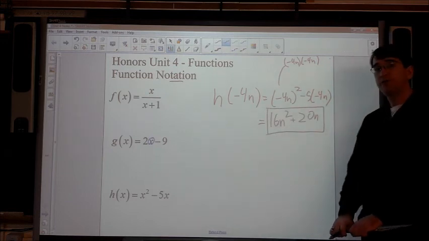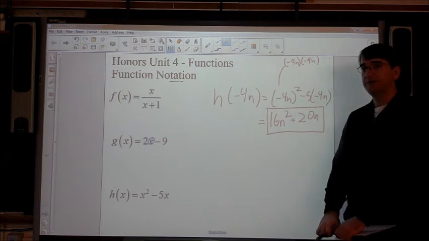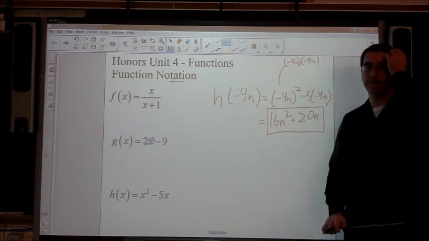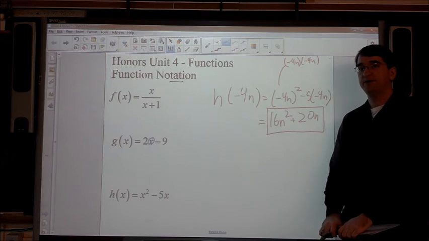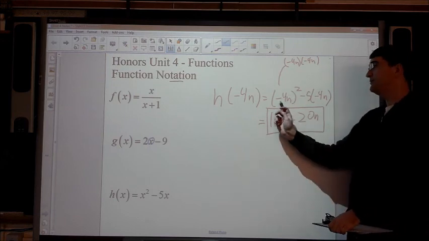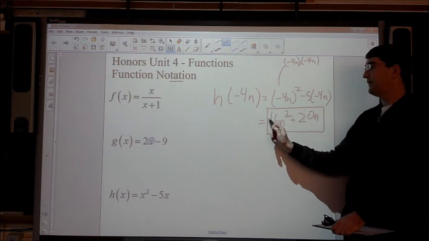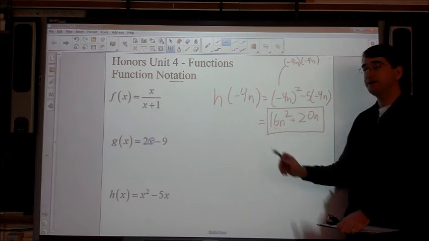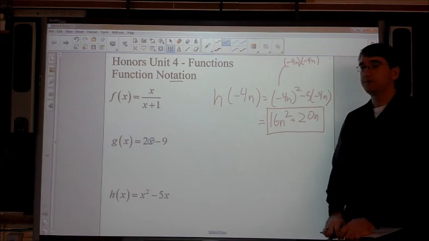So again, when you're plugging in something using function notation, to show what is being plugged into that function, make sure that you plug it in with parentheses. Otherwise, you might screw up a negative. You might have thought that that was a negative 16n squared or something. So just be careful about that.